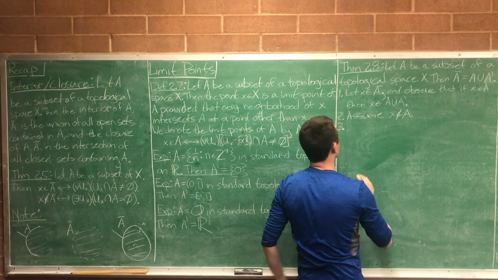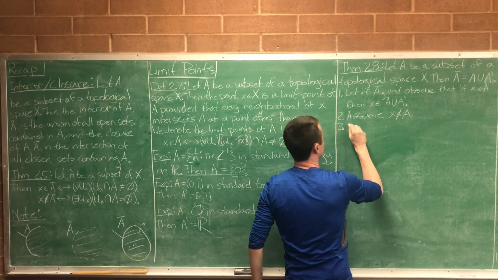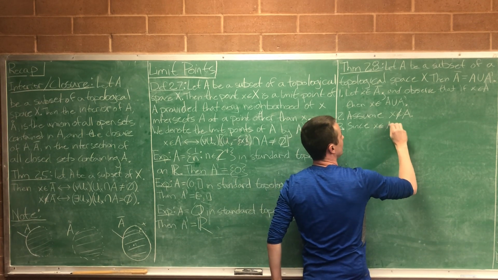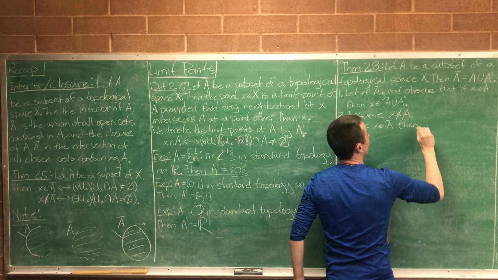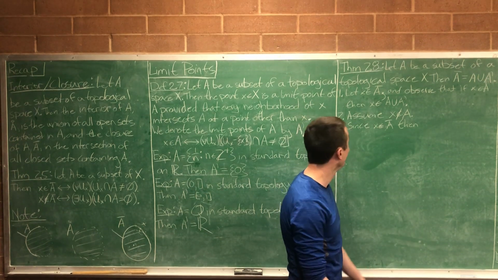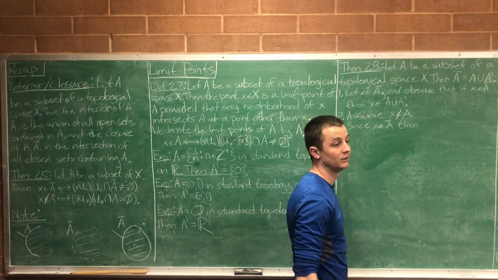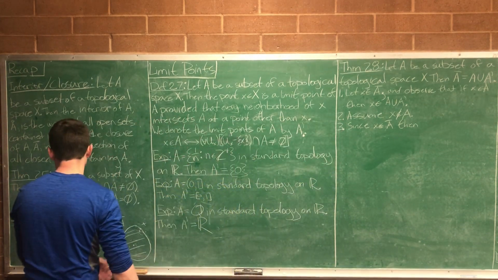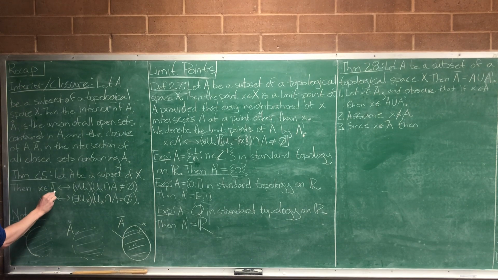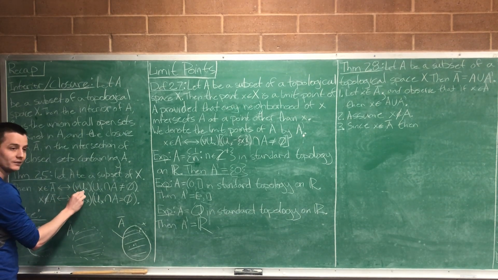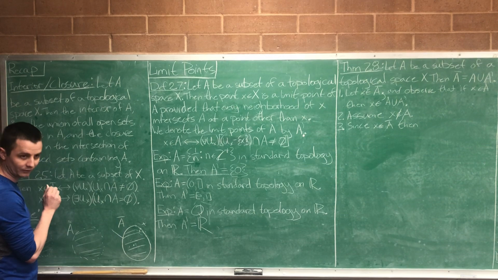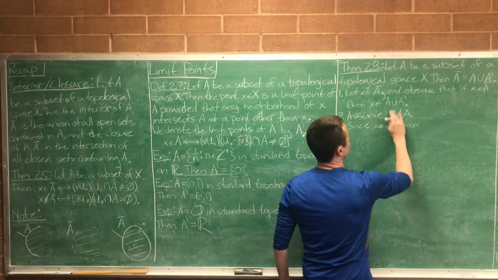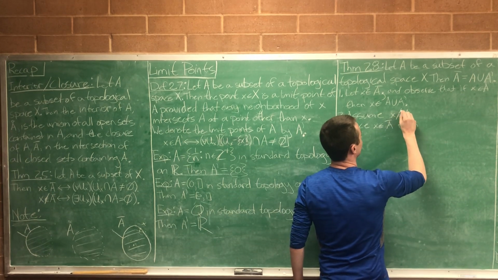Since x is in a closure, then what do we know about points in the closure of a set? Theorem 2.5, the thing you memorized after last class, right? If x is in the closure of A, then for every open set containing x, it intersects A. Well, that turned out to be really convenient. And then x isn't in A, so it's going to intersect at a point other than x.